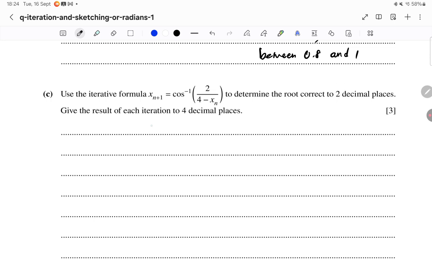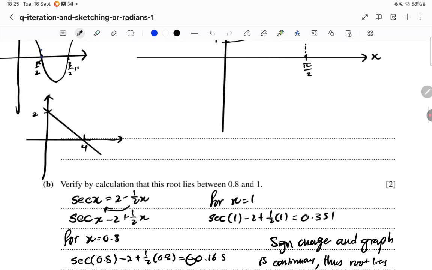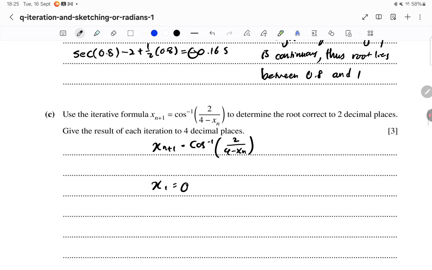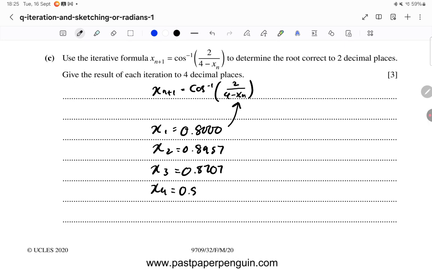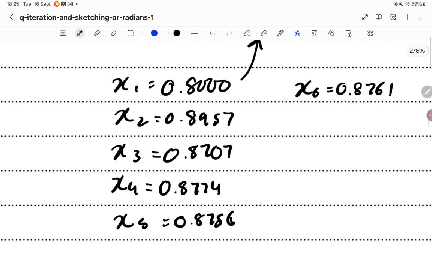Okay, and for the final question C, use the iterative formula to determine the root correct to 2 decimal places. So we're going to use this one again: x(n+1) equals cos inverse of (4 minus xn). For our first one, like I said, I prefer to use the lower root, which is 0.83. When I input this value into the function, I'm getting 0.8957, 0.8707, 0.8774. We're getting closer, I guess. 0.8756, 0.8761.